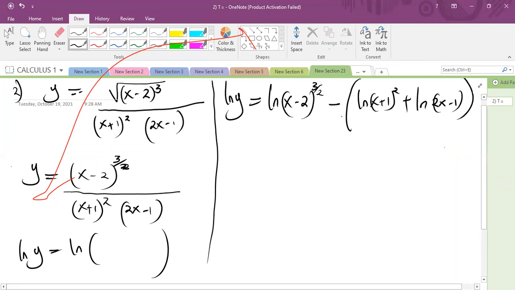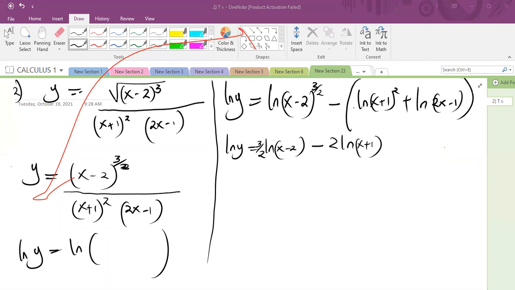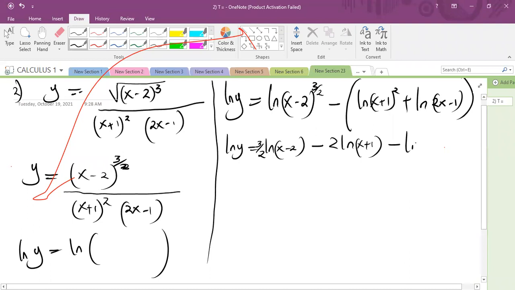So finally, opening this bracket with the minus, that will give me ln y is equal to 3 over 2 ln (x - 2) minus 2 ln (x + 1) minus ln (2x - 1), using the laws of logarithms. So let's differentiate that.